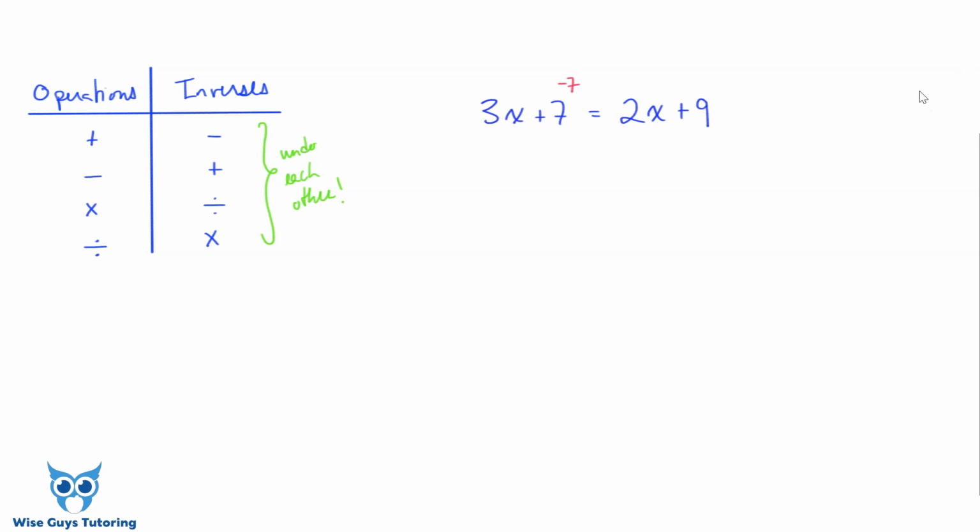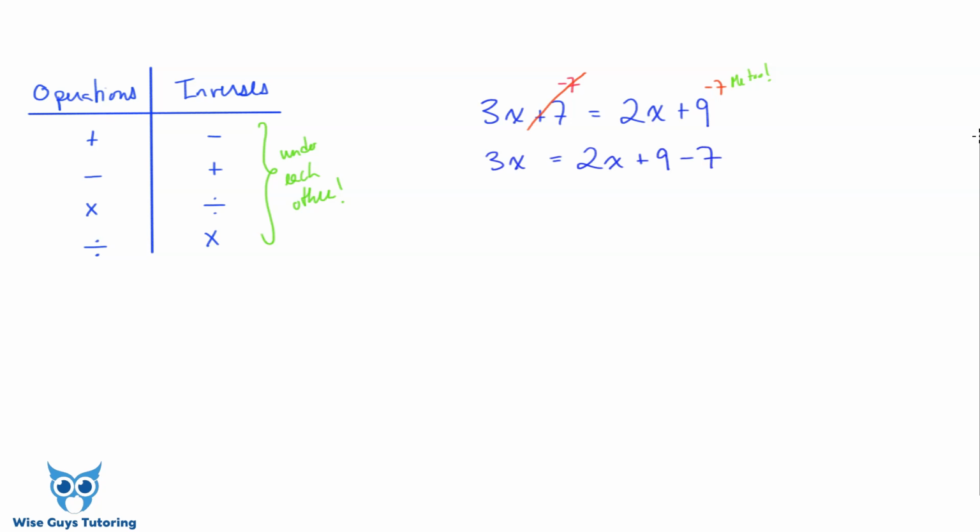And we all know what the jealous sibling says: me too, me too, me too. That means he's going to have to get a minus 7 as well. Now these two we know will cancel each other out, and what I'm left with is 3x equals 2x plus 9 minus 7. So now we've got all the constants on the right side, and that's great.